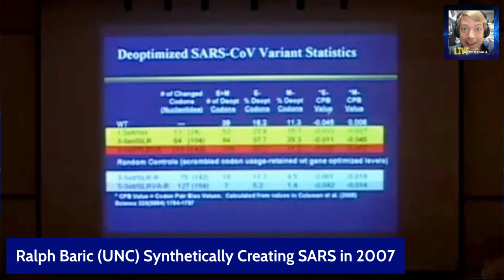We also looked at the CPB values that Eckert just talked about. By these values, these are very minimally on the negative side of the codon pair usage. We also made random controls where we scrambled the codon usage, much like Eckert did, retaining the wild type genome organization levels, and we made the 3-set and the 5-set.